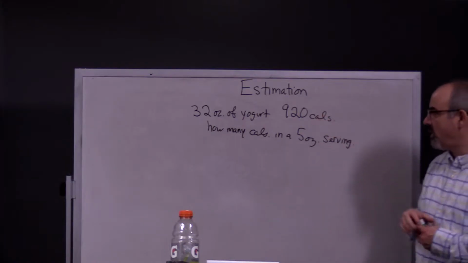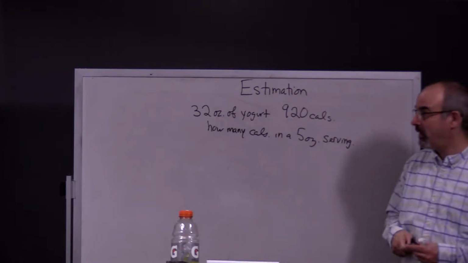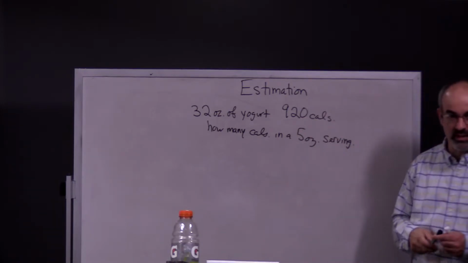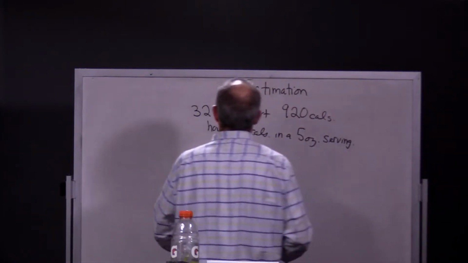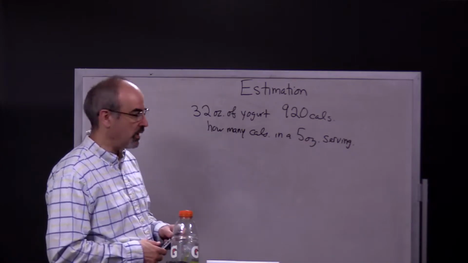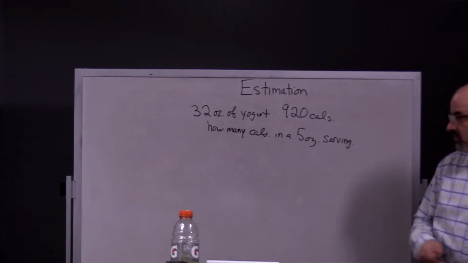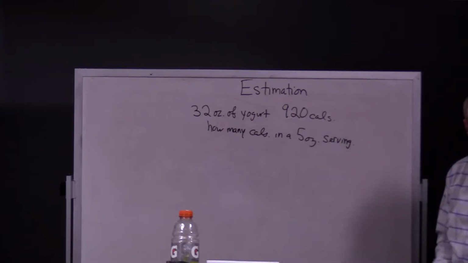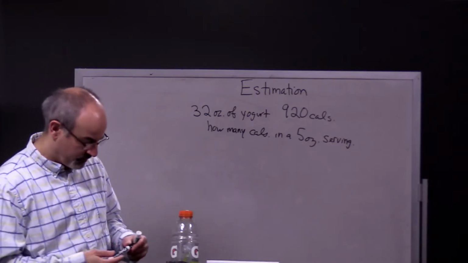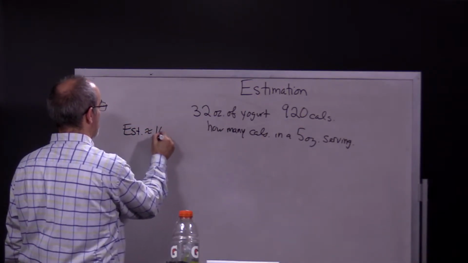So if I have 32 ounces of yogurt and there's 920 calories, how many calories are in a 5-ounce serving? Well, 5 ounces is quite a bit less than 32. So the amount of calories is going to be a lot less than 920. 32 is about 6 times more than 5. So I would expect there to be about 6 times less calories in 5 ounces. So 920 divided by 6, I'm going to just estimate that too, is about 160. So my estimate, I'm going to say it's about 160.